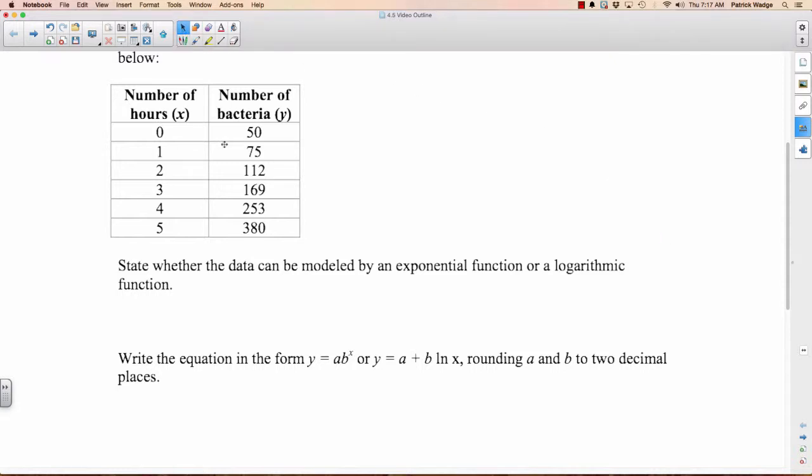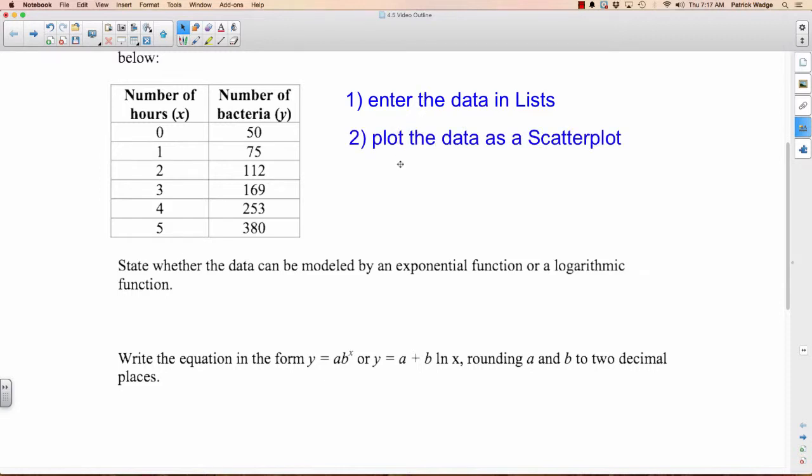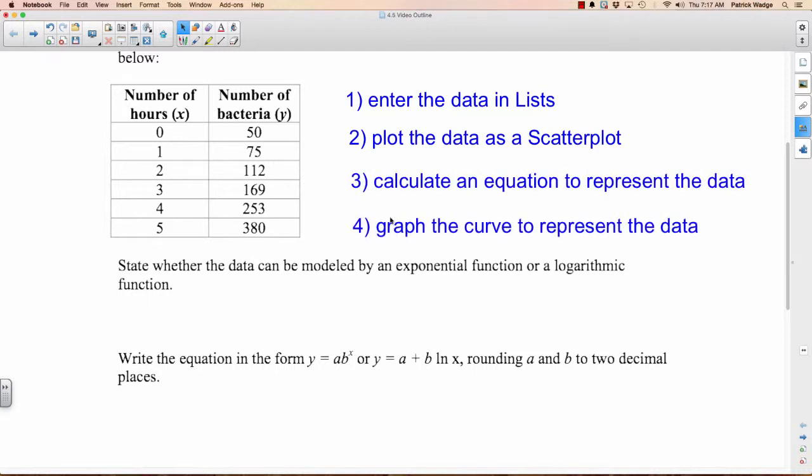So to do the TI-83 method, there's 4 steps. You have to enter the data in lists. You're going to plot the data as a scatter plot. You're going to calculate an equation to represent the data, and then you're going to graph the curve to represent the data. It's unbelievable how much work this is. So I'm not going to write down all the steps. We'd be here all day. If you are using the workbook that I'm using in this course, if you look at page 226 to page 227, they're going to go into slow detail about how to do this. I'll do this a little bit faster.